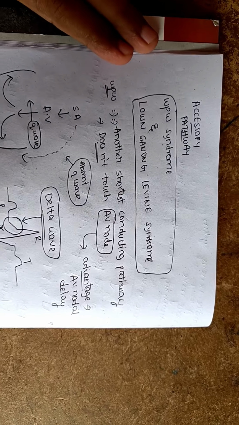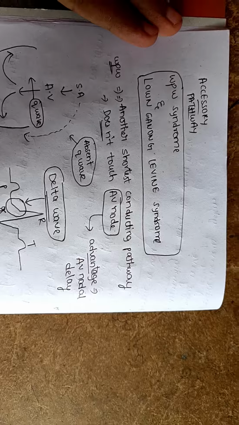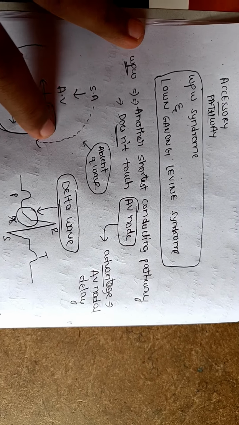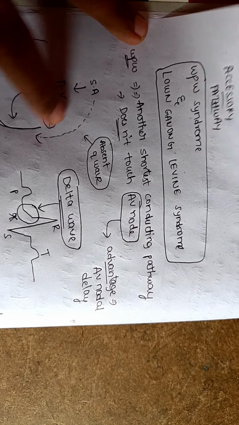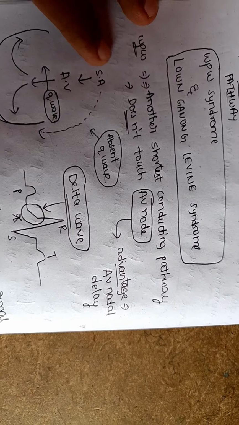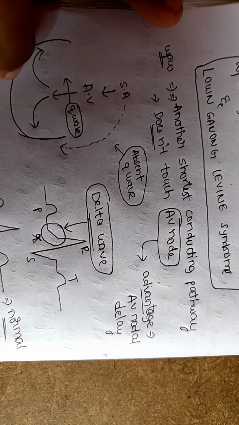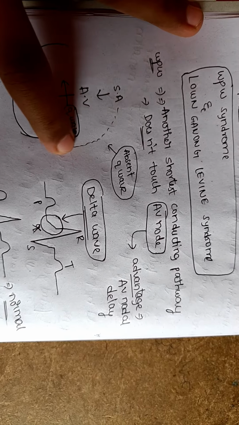So for today, the two accessory pathway syndromes are WPW syndrome and Lown-Ganong-Levine syndrome. The difference is in WPW syndrome, there is an abnormal accessory pathway, which is called the bundle of Kent. So instead of going the normal way, which is from the SA node to the AV node to the bundle of His and the Purkinje fibers, there is an abnormal bundle of Kent.